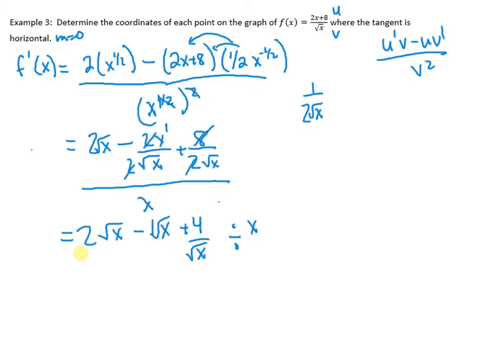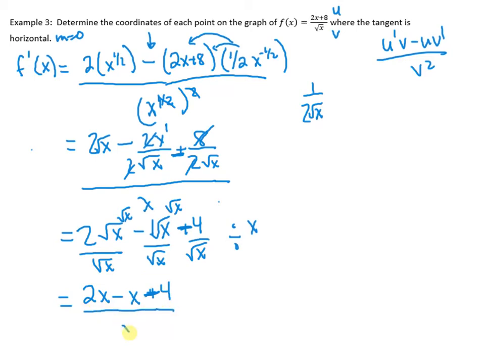So let's find a common denominator. We're going to multiply this by root x over root x. We're going to multiply this by root x over root x. And we're going to leave this. So I get 2x minus x plus 4. This is minus 4, sorry, because of this. Okay, minus 4 all over root x. And this is going to be times 1 over x.